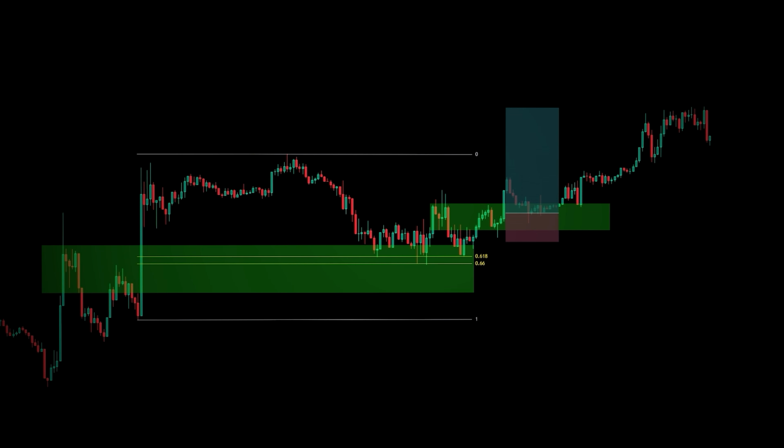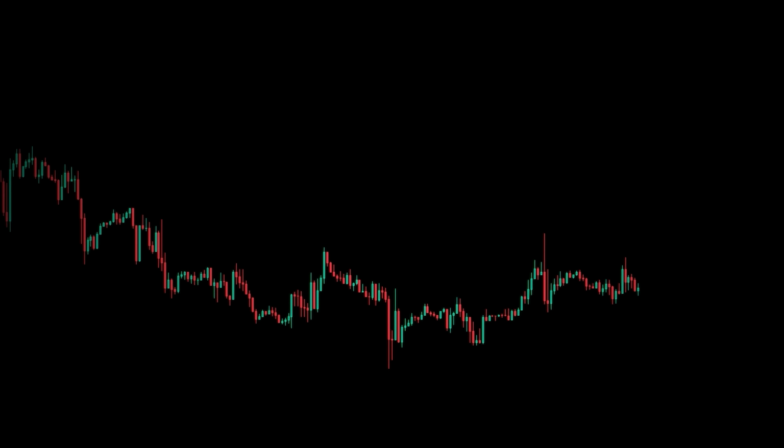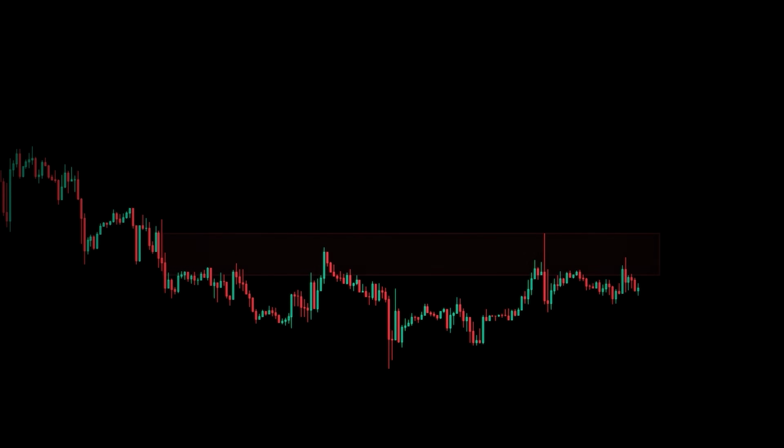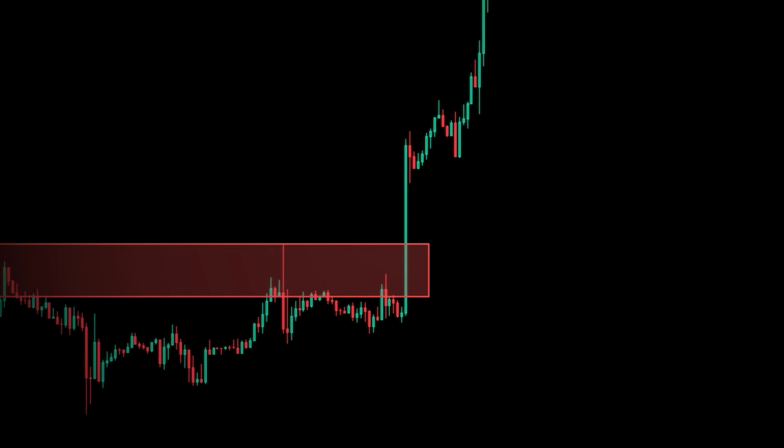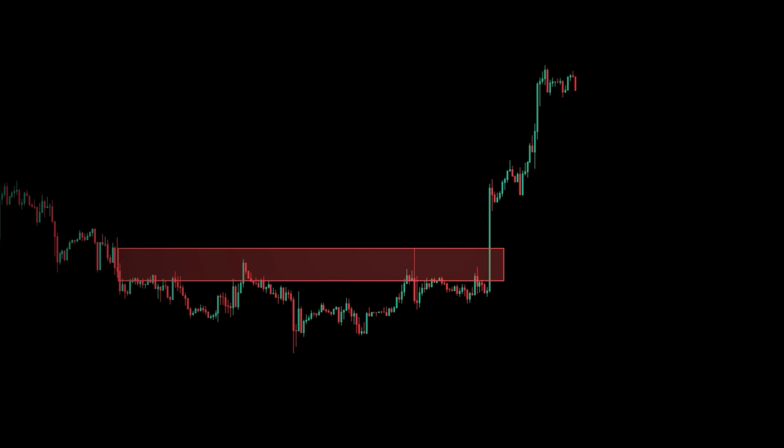Now that you understand the idea of a break and retest, you need to know the criteria, and that starts with defining what a breakout actually is. A breakout is when price moves above a resistance level or even below a support level with conviction, indicating a new potential trend.